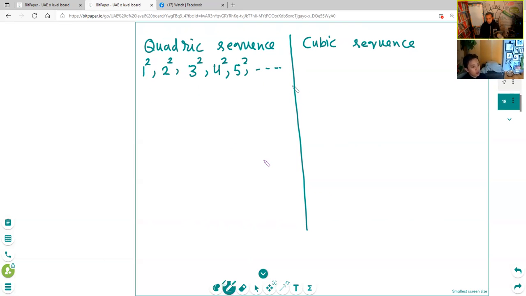These are square numbers. 1 square is 1, 4 is also a square number. Do you know square numbers? 1, 4, 9, 16, 25, 36, 64. These are square numbers. These are the square of any number. You should find the nth term of the sequence of square numbers. Then I will teach you quadratic sequence.